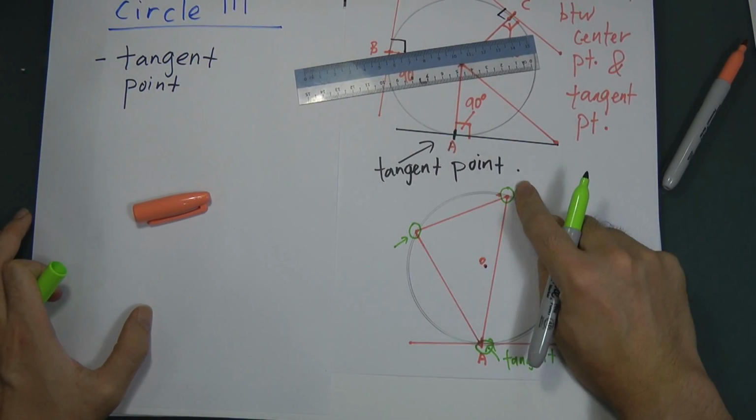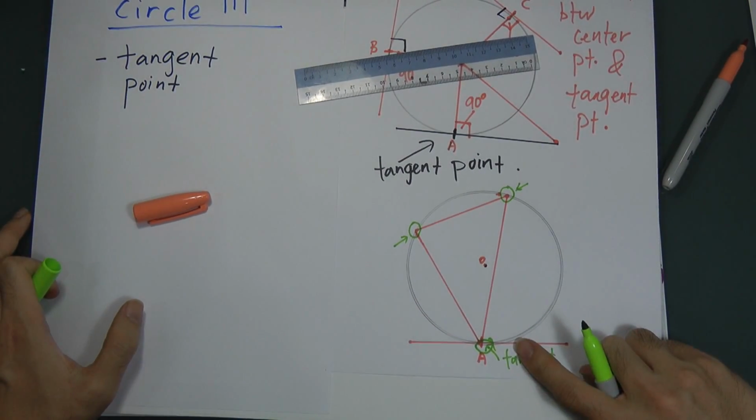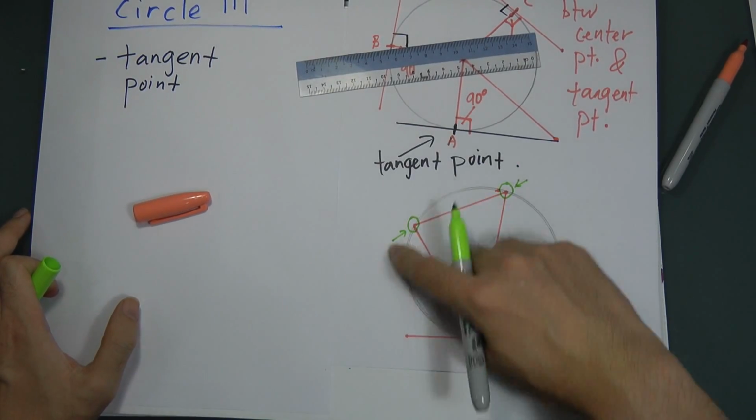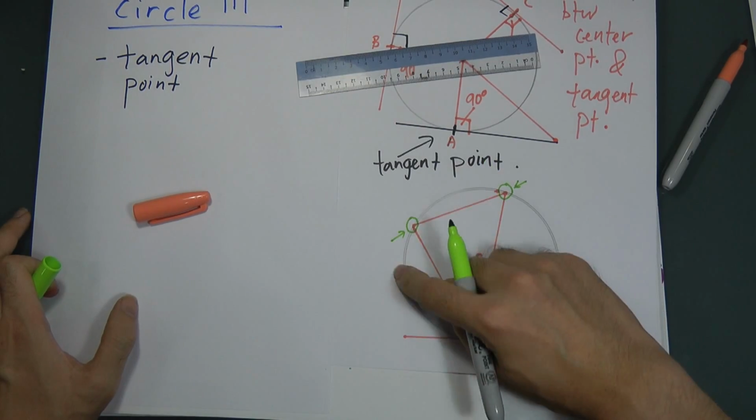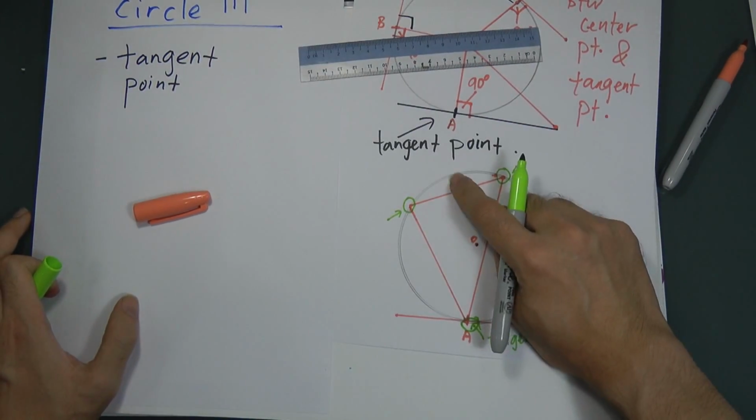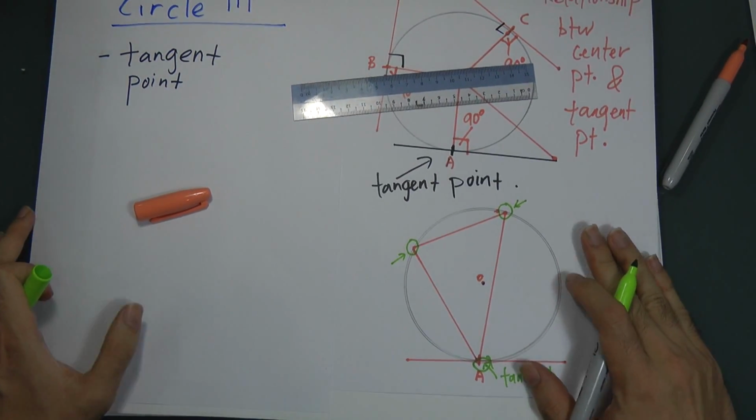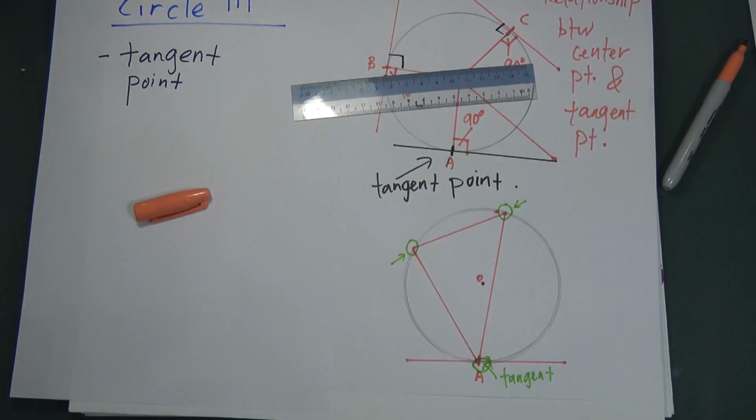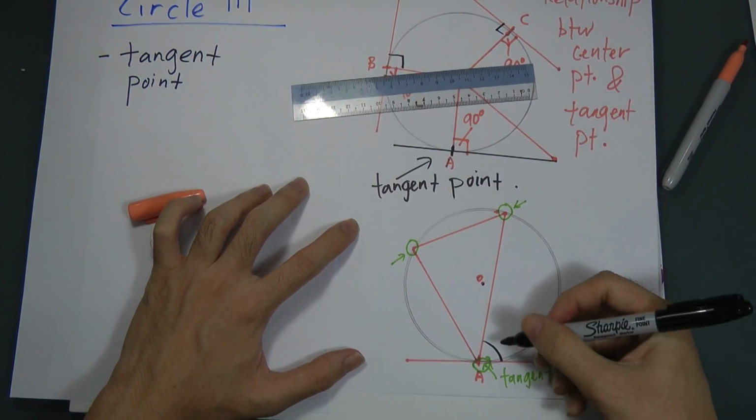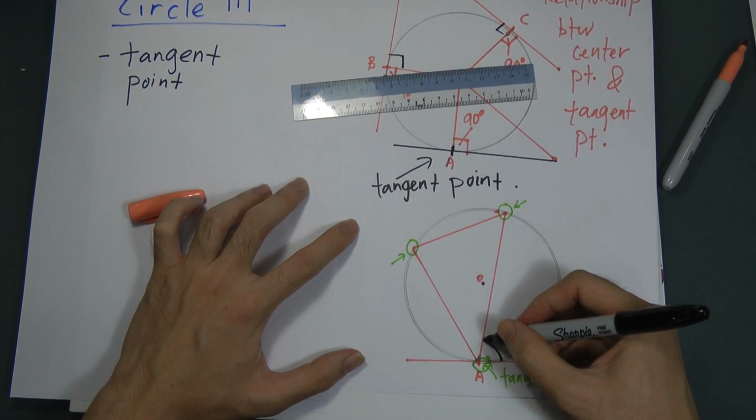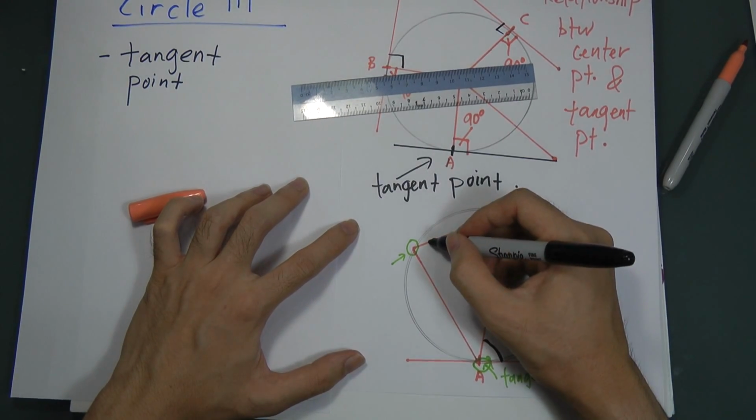Okay, the triangle is formed by three points. One point must be the tangent point, and the other 2 points must touch the circle. This point can be here, can be here, can be here, wherever. But the important thing is the point must touch the circle. Okay, then you can apply this rule. This one we call angle A, from the straight line to here. It will be the same as the opposite angle. The opposite angle will be the same as this angle.